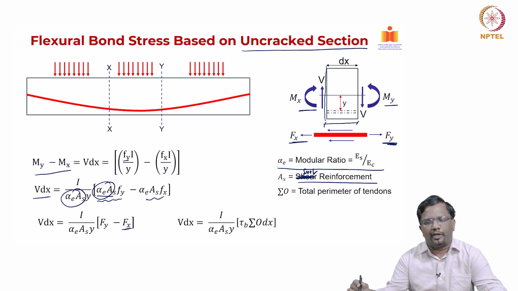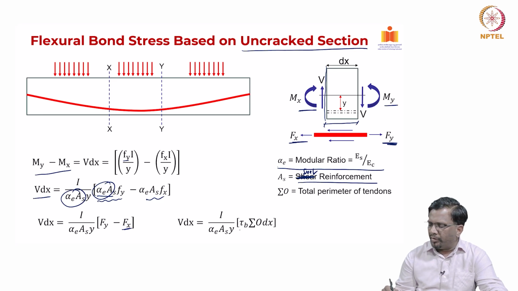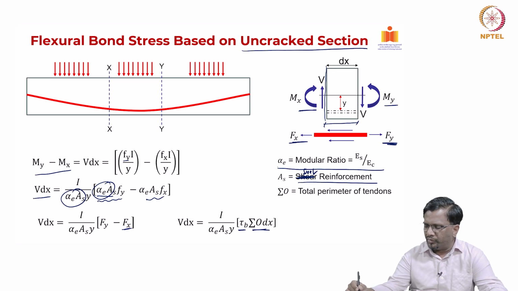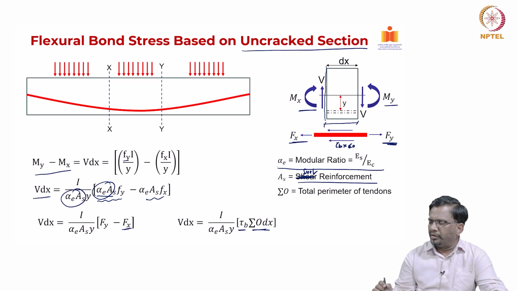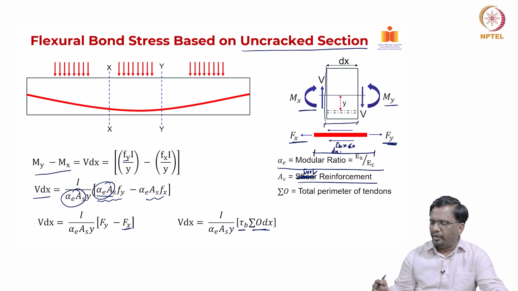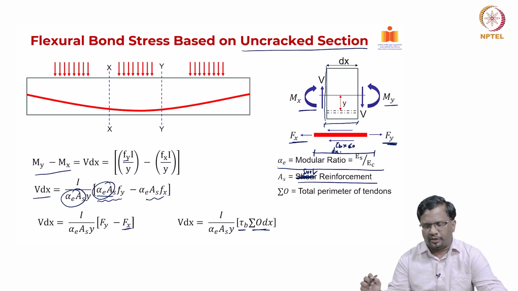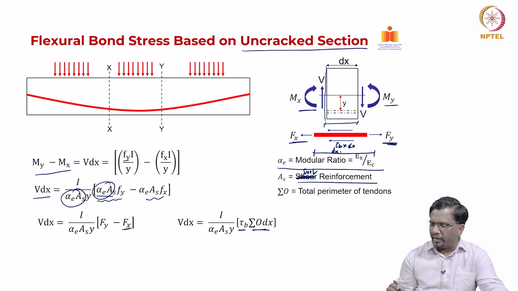If I take the free body diagram of the pre-stressing steel, now you find that this is nothing but your tau b into the perimeter into dx. So, the difference force basically is tau b into sigma o. Now, if this element length is dx, sigma o is basically the perimeter, multiplied by length will give me the surface area. Surface area into the bond stress will give me the force that is acting, the interfacial bond force acting at the steel. So, in this way I can calculate this.